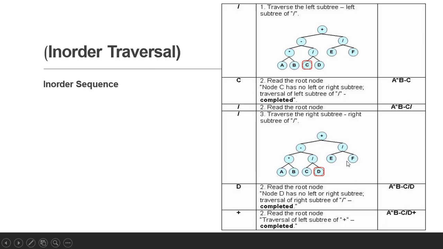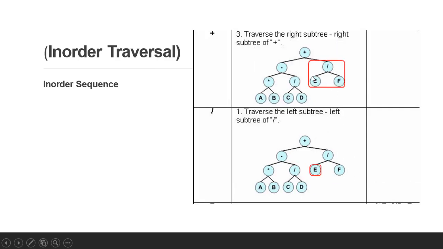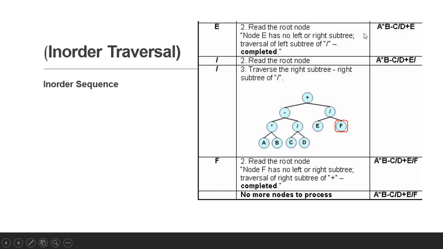Then proceed to the right of the plus. The subtree on the right of the plus has division, E, F. If there is a subtree, you have to proceed from the left, so you read the E. Read the E, then in sequence we have E, then read the root node, go back to the root, then apply the division, then go back to the right.